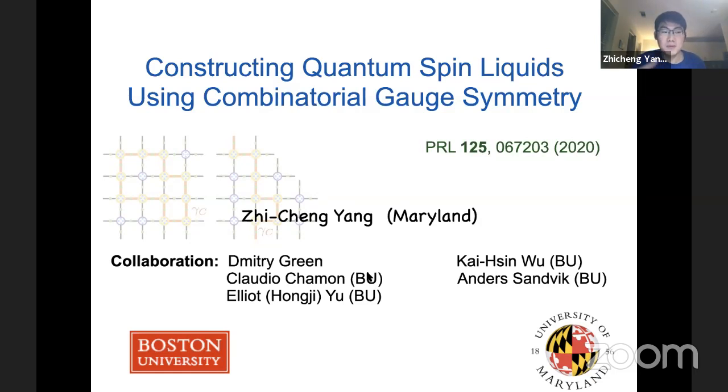However, in the meantime, we've been working on various generalizations of this idea. For example, we're also working on some quantum Monte Carlo studies of this model that we proposed. That part was mostly done by Kai-Xin Wu, a graduate student at BU, and also Anders Sandvik. And we've also been working on generalizing this combinatorial gauge symmetry to other gauge groups. That part is done with Elliot Yu, who's also a graduate student at Boston University.